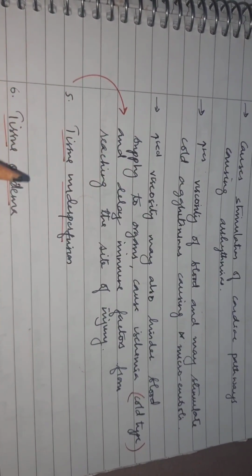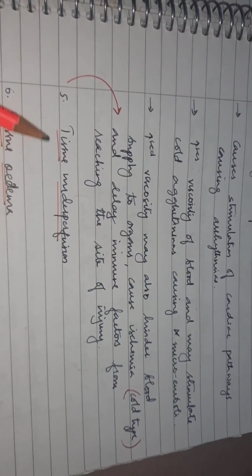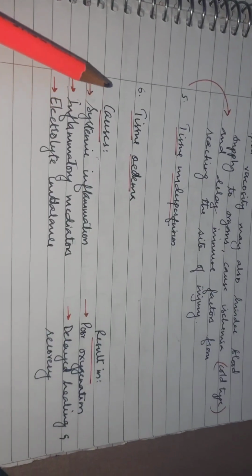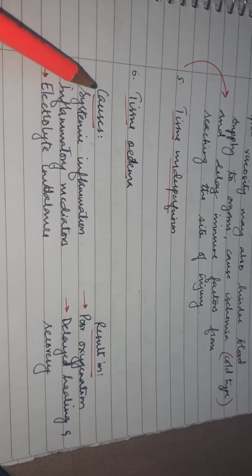This also causes tissue underperfusion. Both hypovolemia and hypothermia cause tissue underperfusion. Right. So next, sixth, that is tissue edema. What are the causes of tissue edema?